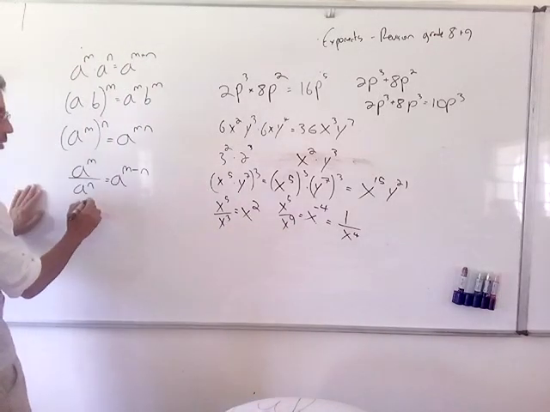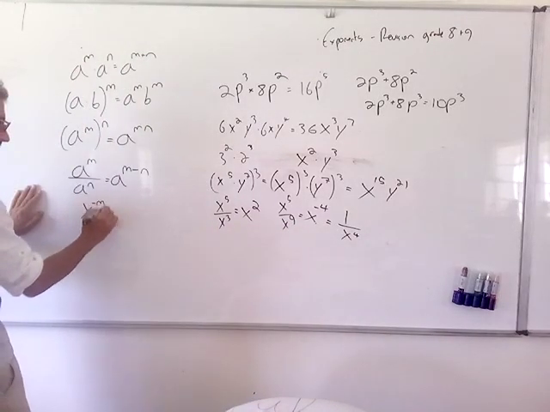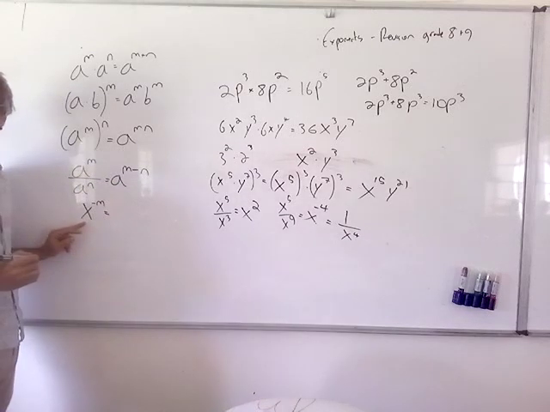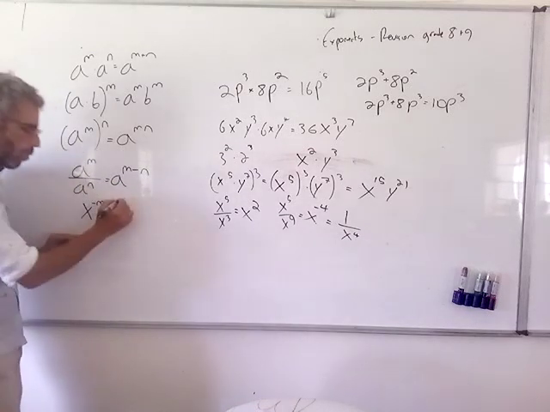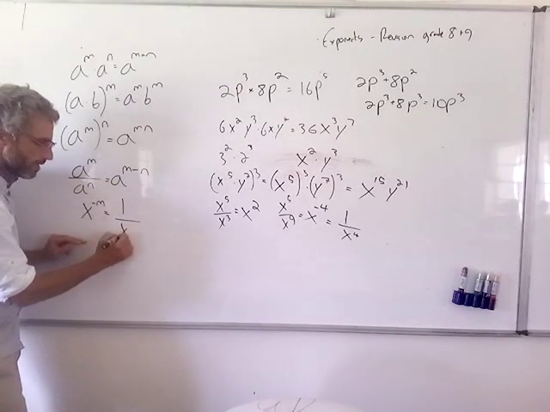So there's another rule here. X to the power minus n. How can I write it as a positive exponent? 1 over x to the power n. 1 divided by x to the n.